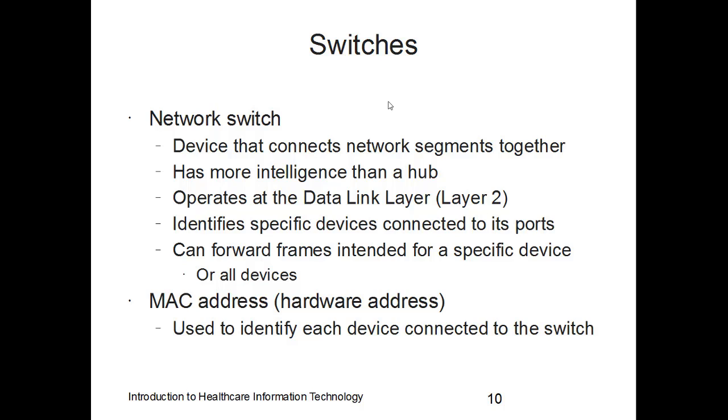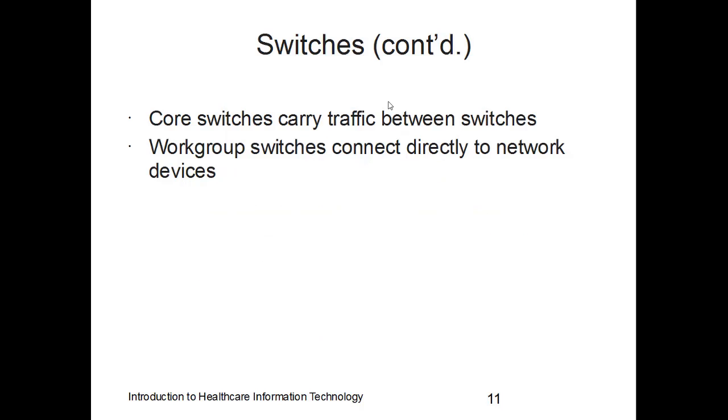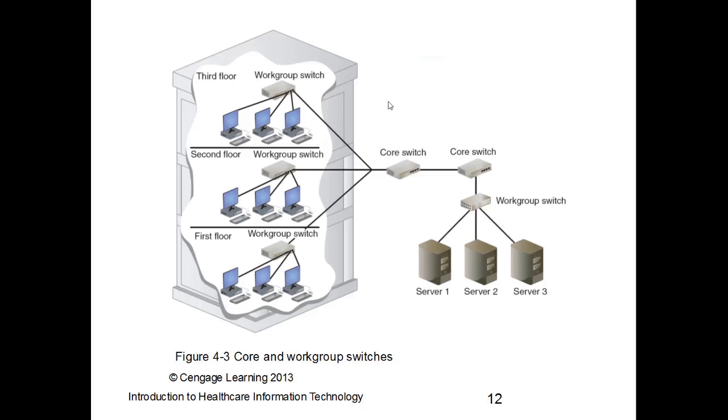The hardware address, or the MAC address, the media access control, is used to identify each of those devices that's connected to that switch. And core switches can carry traffic between switches. And workgroup switches connect directly to a network device. Here's how all of this would work together in a real-world setting. Let's say you have a facility of 3 different floors. You have individual desktops on floor 1, floor 2, and floor 3.